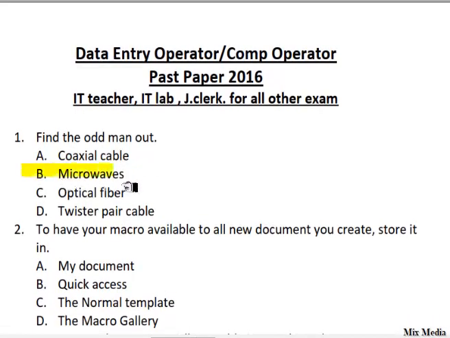The correct option here is option B, microwaves, because microwaves do not belong with A, C and D. A, C and D lie under the same category and B does not belong to that category. So that's why the correct option here is option B.